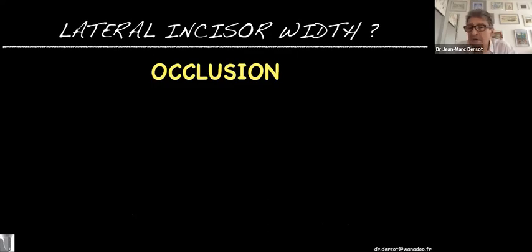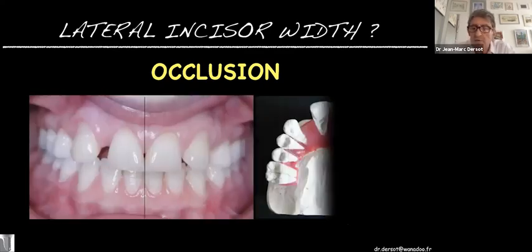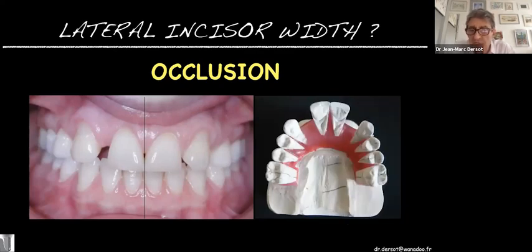Finally, maybe the easiest way to evaluate the width of the prosthetic solution, and I use the word prosthetic solution because at this time I don't know if it will be a bridge, if it will be a bonded bridge, if it will be an implant. The best way maybe is to use occlusion, and with a setup to have a coincidence of the midline of the upper and the lower jaw, and to put the canine in class one, and automatically you will have the width of the space dedicated to the lateral incisors. At this time, you will exactly know if this width is compatible with the insertion of an implant or not.